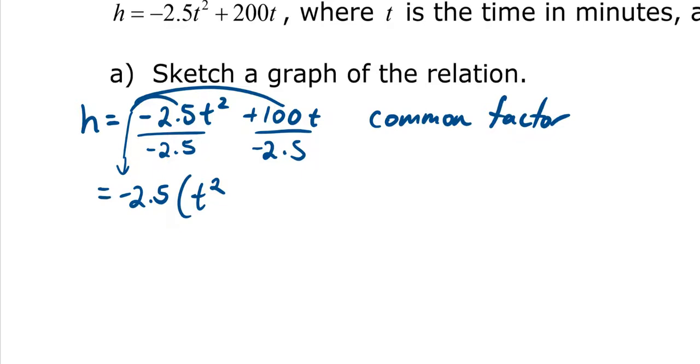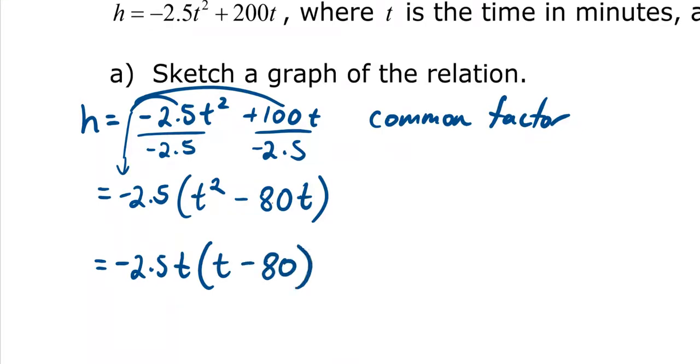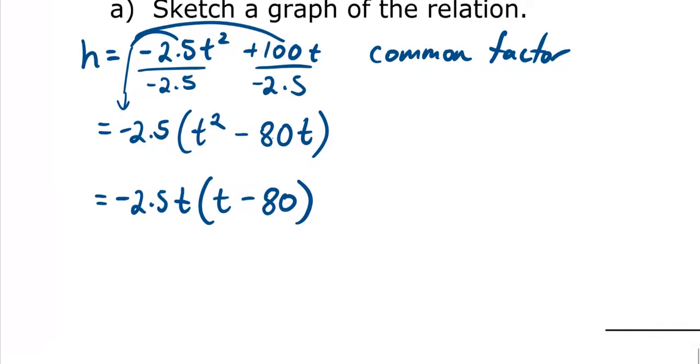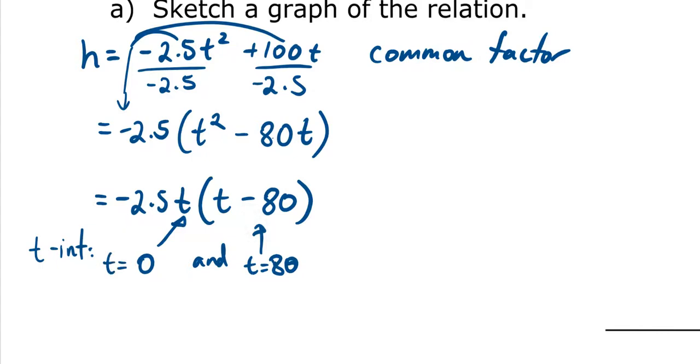And 100 divided by negative 2.5 is negative 80, so minus 80. And don't forget you still have a t. Okay. I can also common factor out a t, so I'll put negative 2.5 t. And so t squared divided by t is t, and then 80t divided by t is just minus 80. So our x-intercepts, or our t-intercepts, from this guy would be 0, and from this factor here would be positive 80. So t equals 0 and t equals positive 80.